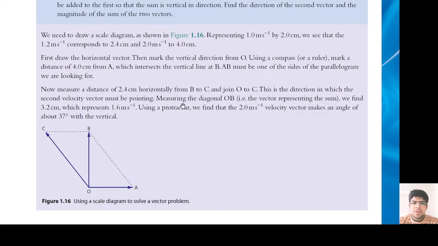Measuring the diagonal OB, which is the vector representing the sum, we find 3.2 centimeters, which represents 1.6 meter per second. This is the diagonal. Using the protractor, we find that the 2.0 meter per second velocity vector makes an angle of about 37 degrees with the vertical. It makes an angle of 37 degrees in between the two vectors.